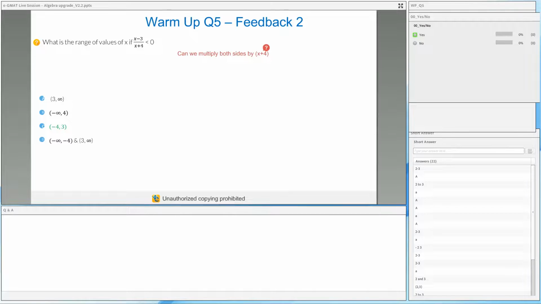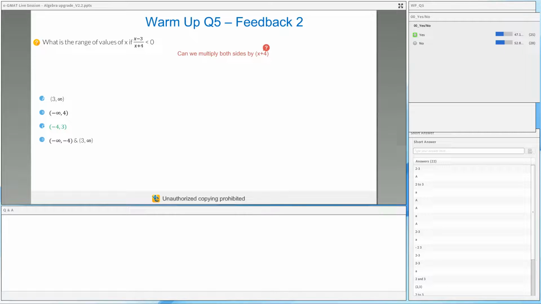Answer the question. Can I multiply x plus 4 to both sides of the inequality? Can I do that? Kindly mark yes if you think that I can multiply x plus 4 easily. I want a few more responses, guys. Please participate. Okay, it's almost an equal split.